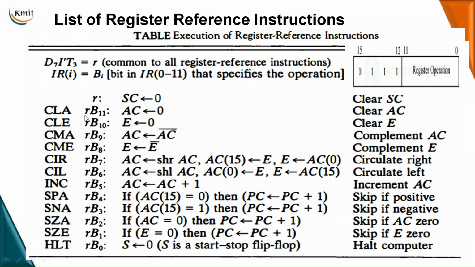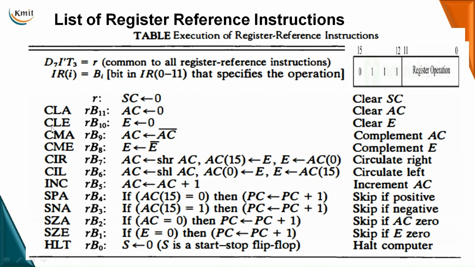And the control function is rB11. All these were based on the bits from 0 to 11. So if the B11th bit is 1, whereas B0 to B10 bits are zeros, then that is represented by rB11. And it is used to load 0 into the accumulator, which means it clears the contents of the accumulator.